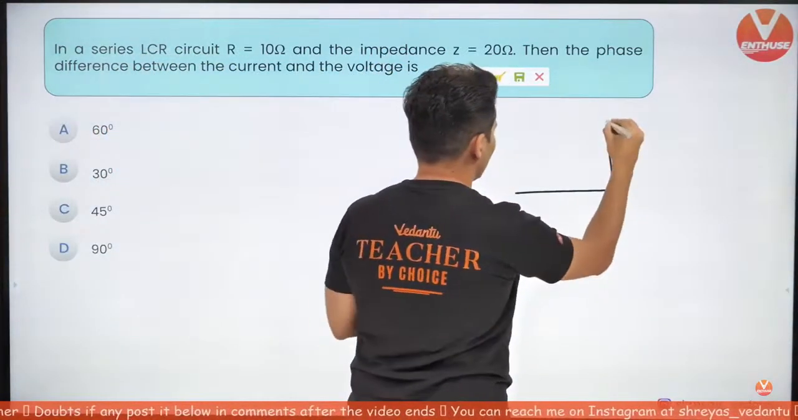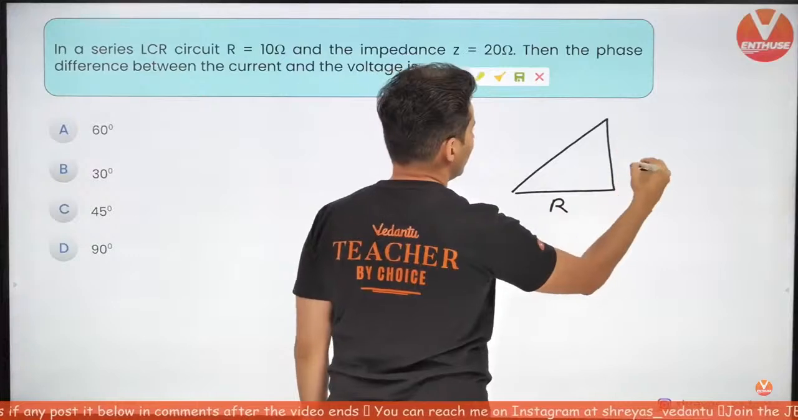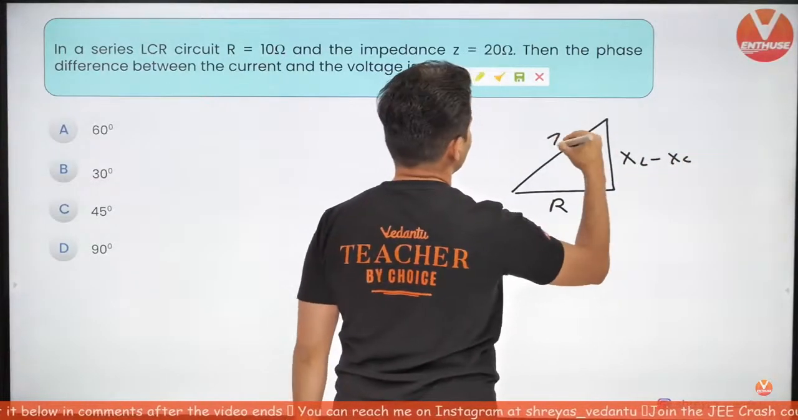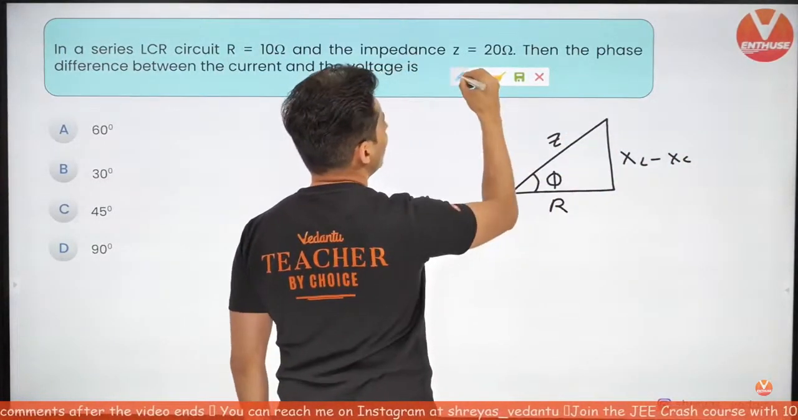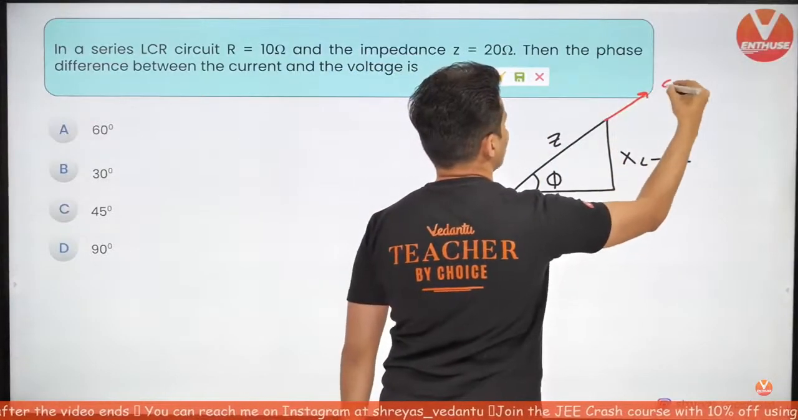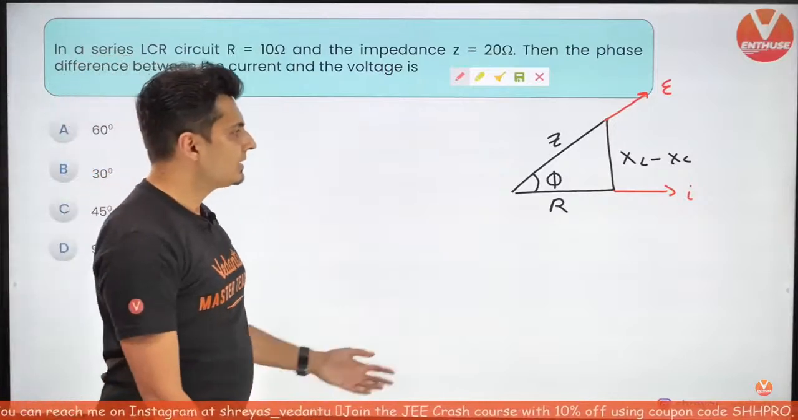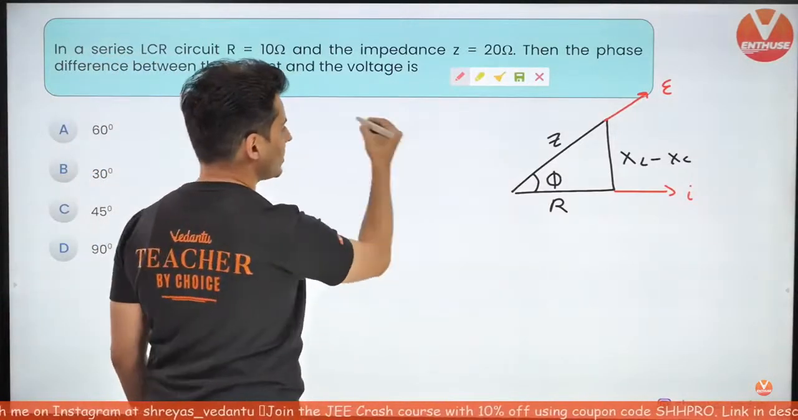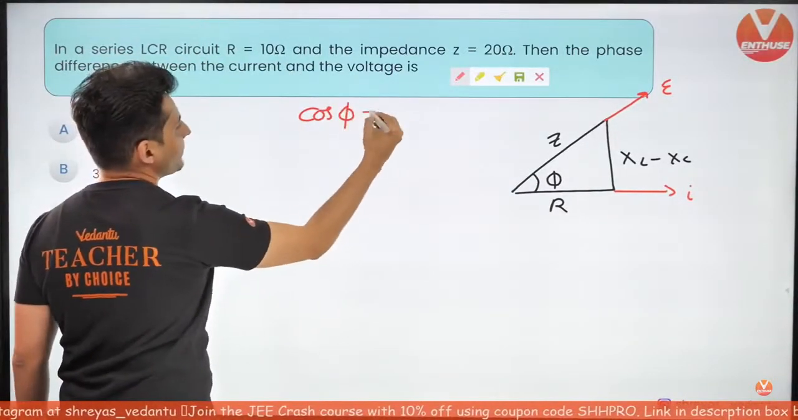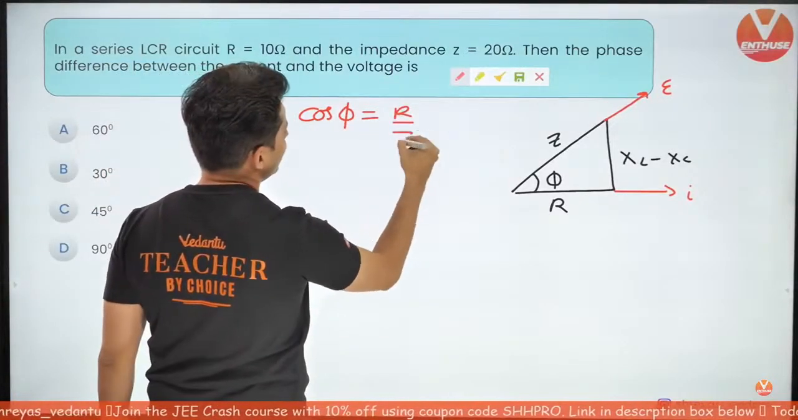So again, construct our standard triangle. This is R, this is XL minus XC, this is Z, this is phi. If you remember, Z was always in the direction of EMF. This was current. I think you can make use of some trigonometric ratio, most likely cos of phi. Cos phi will be R by Z.